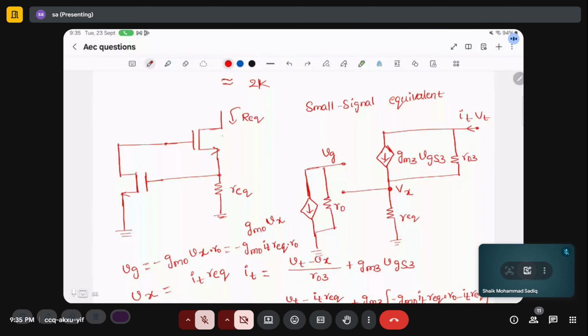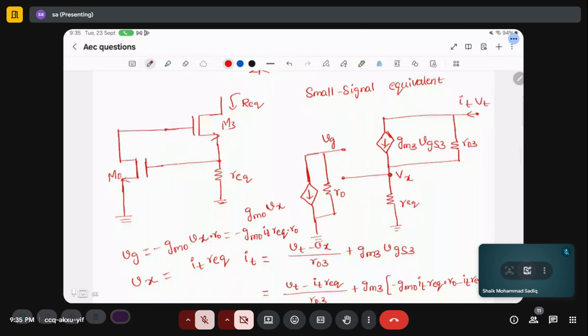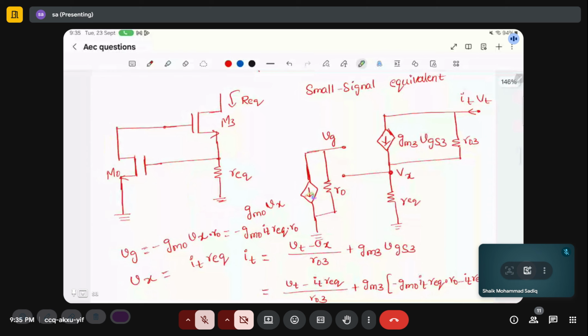The top transistor M3, M naught, and we have replaced the remaining circuit with R equivalent. Same way, you draw the small signal equivalent model for M naught. The current flowing is GM into VGS. I call this node potential as Vx. So the current flowing is GM into Vx, and you have a resistance from drain to source, RO naught.